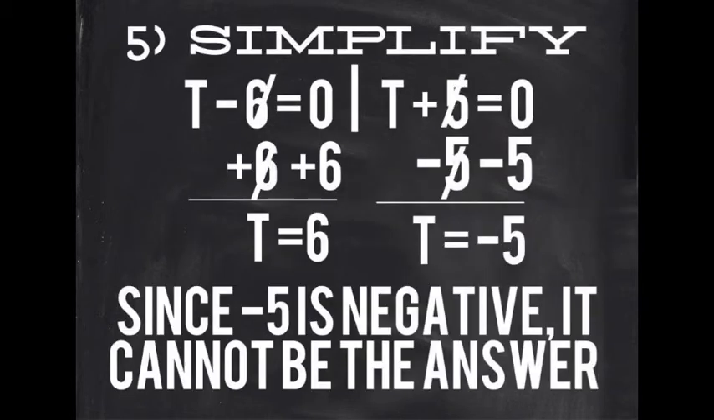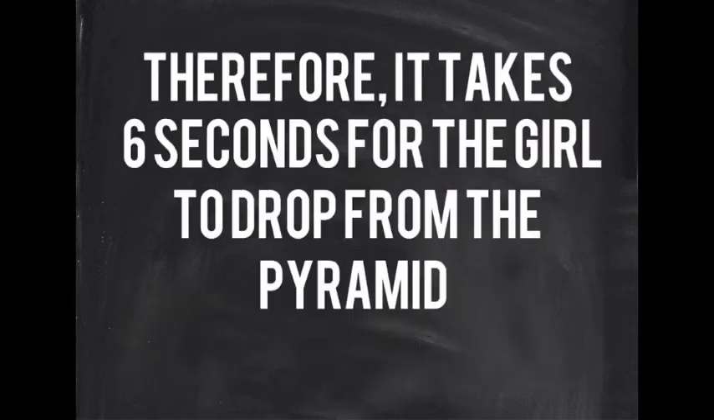The fifth step is to simplify these two equations by adding 6 on both sides of t minus 6 equals 0 and by subtracting 5 from both sides of t plus 5 equals 0. Doing so, we will get t equals positive 6 and t equals negative 5 as the final answers. However, since negative 5 is a negative value, it cannot be a final answer. Therefore, it takes 6 seconds for the girl cheerleader to drop from the pyramid and reach the ground safely.